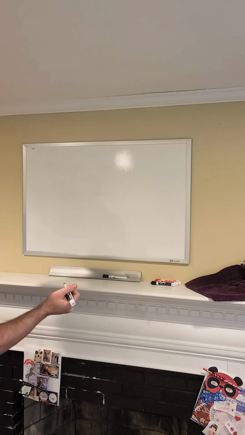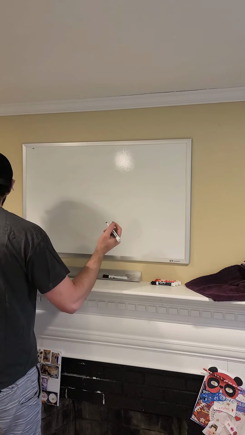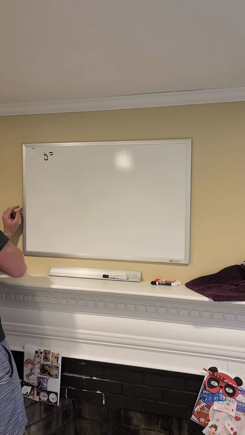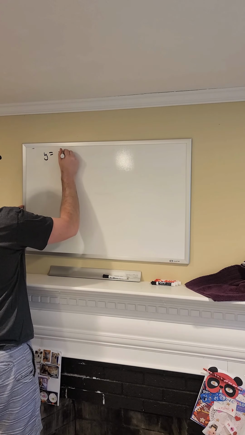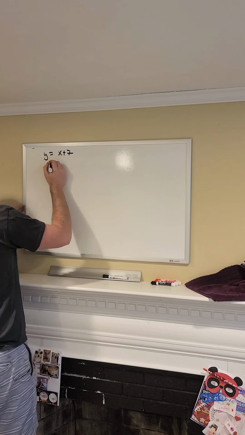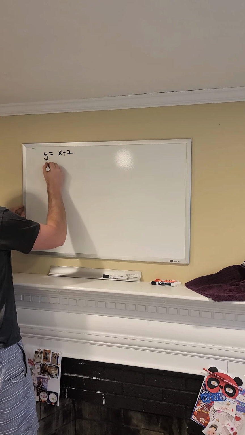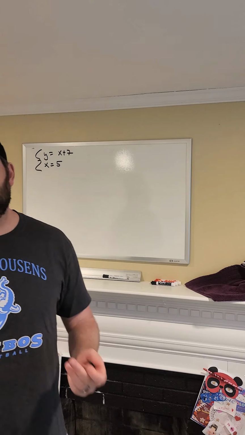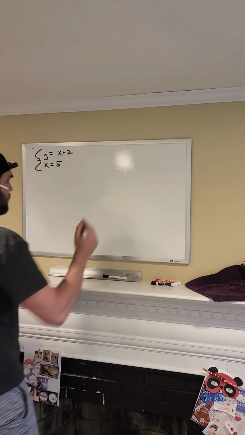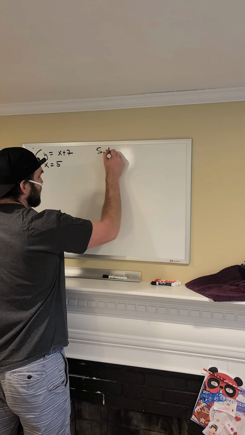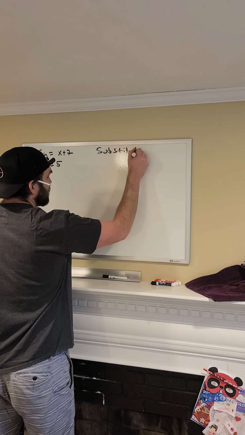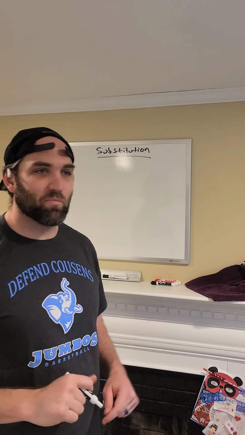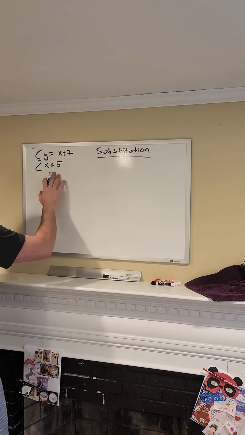All right, so the first system that we're going to start with is y equals x plus 7, and then x equals 5. We're going to start very basic, and we're going to start by using substitution. So I'm just going to write this over here. As you can see, my handwriting has not gotten better since the quarantine, but let's take a look at this.